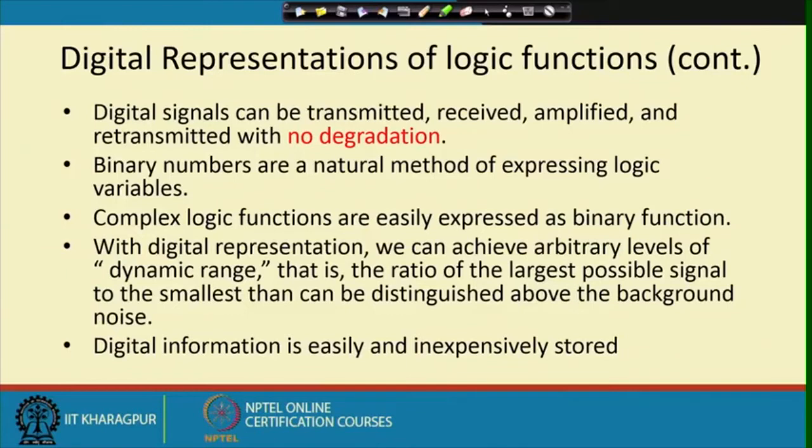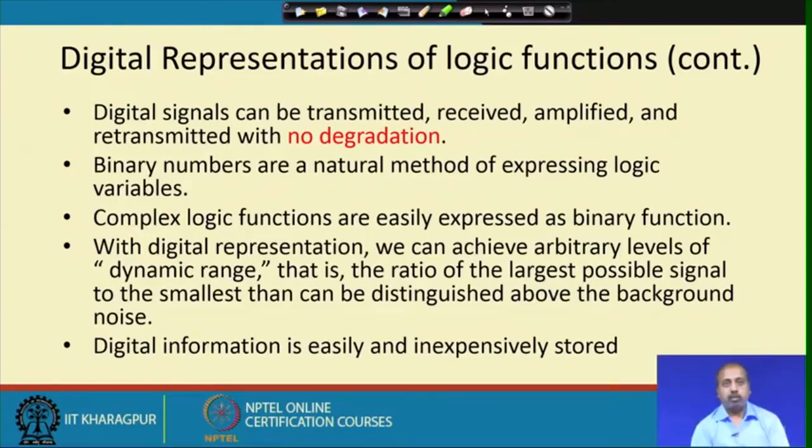So, that way we can say that even if I have got some values degraded, digitally the value is not degraded. So, digitally we can still take it back to 0. These binary numbers are a natural method for expressing logic variables, and complex logic functions can be easily expressed as binary functions.